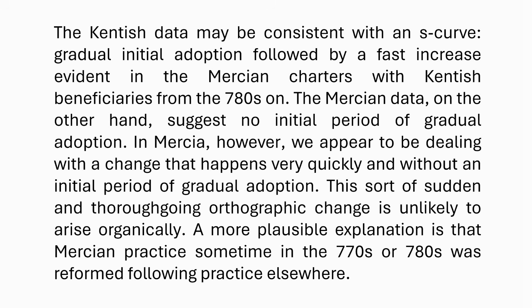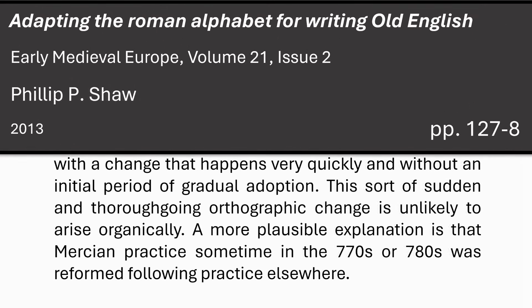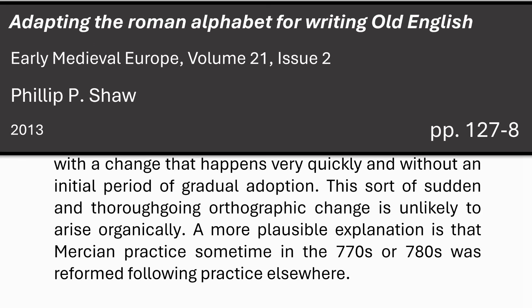The Mercian data, on the other hand, suggest no initial period of gradual adoption. In Mercia, however, we appear to be dealing with a change that happens very quickly, and without an initial period of gradual adoption. This sort of sudden and thoroughgoing orthographic change is unlikely to arise organically. A more plausible explanation is that Mercian practice sometime in the 770s or 780s was reformed following practice elsewhere.